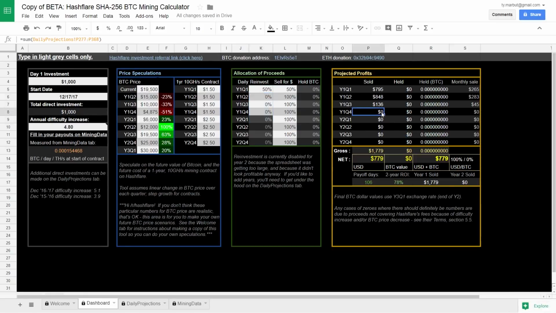And our contract, it looks like, oh yeah, even. This is really interesting. So our contract got canceled. Our contract got canceled when it went down to year 1, quarter 4.